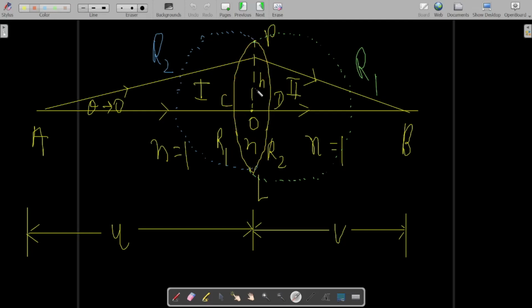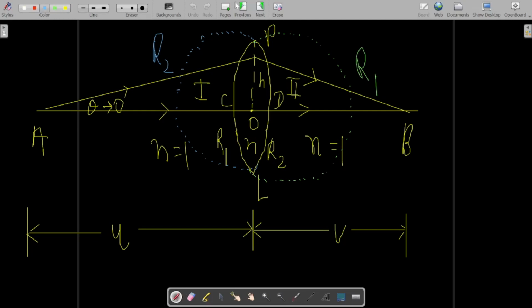In this particular derivation, you might also take a diverging lens if you want. It makes no difference whatsoever. Even if you take a diverging lens over here and prove it with the help of a diverging lens, it does not make any difference. But for our convenience, unusual things in life are very inconvenient for us.